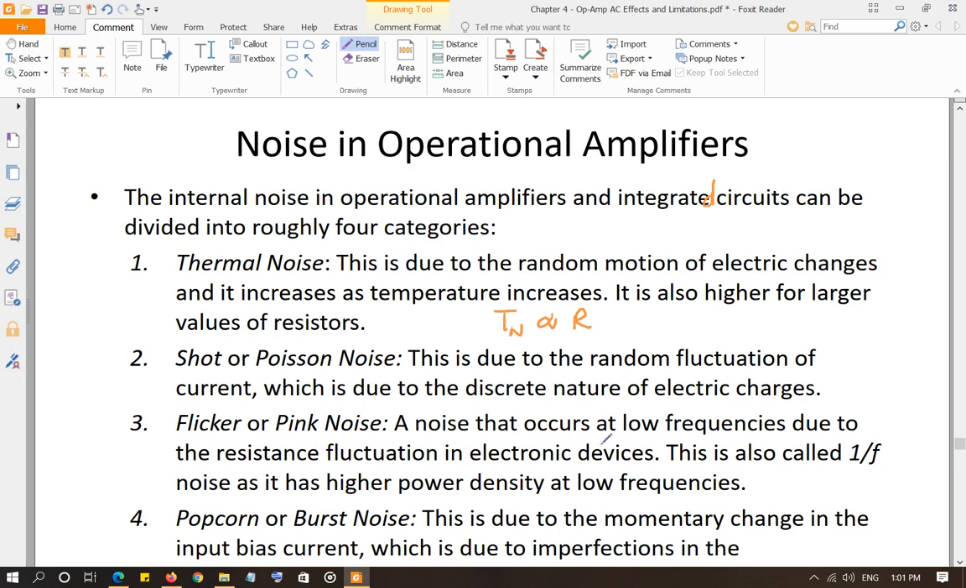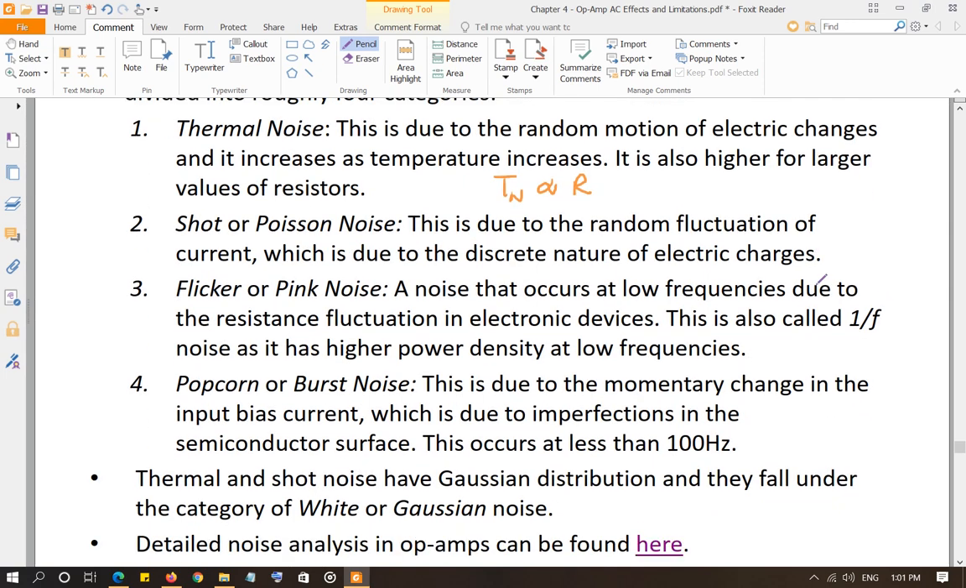And mainly this noise occurs at low frequencies due to the resistance fluctuation in electronic devices. And that's why it is also called 1 over F noise. That is, it will be more at lower frequencies, 1 over F. Frequency is smaller, noise will be higher. And the last noise is popcorn or burst noise.